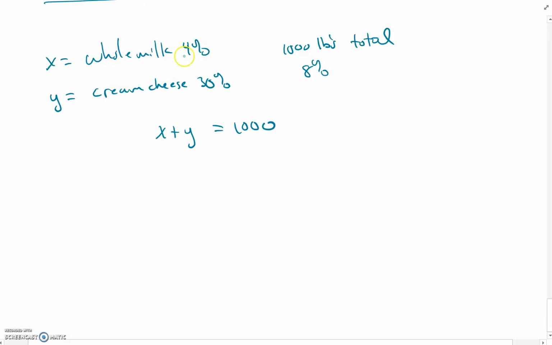So how much milk fat is in the whole milk? 4% of the X, so 0.04 of X. How much percent of milk fat is in the cream cheese? 30% of Y. So add up the milk fat of each of them, which should equal the milk fat that's in the total, which is 8% of the 1,000. So that's 80.